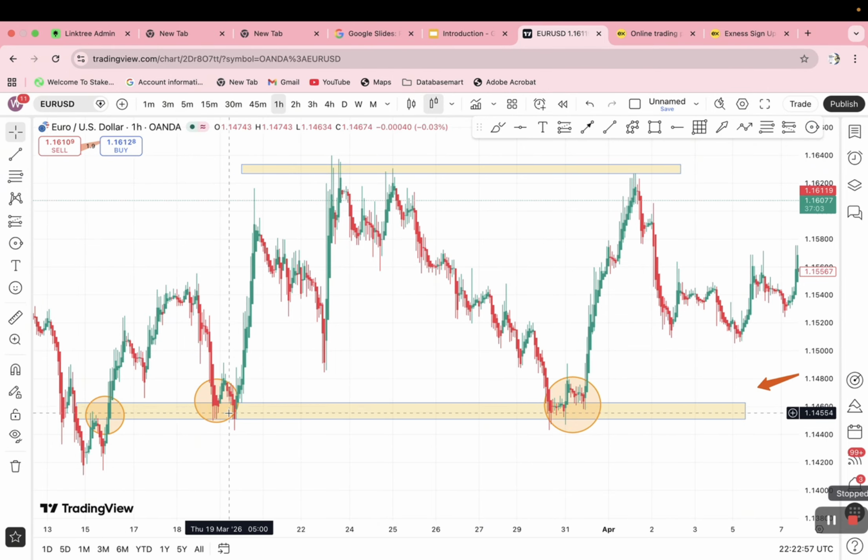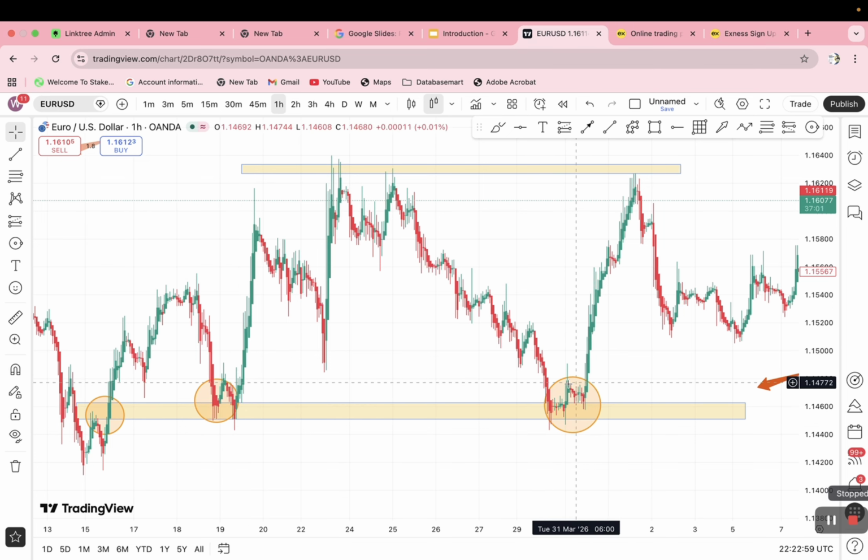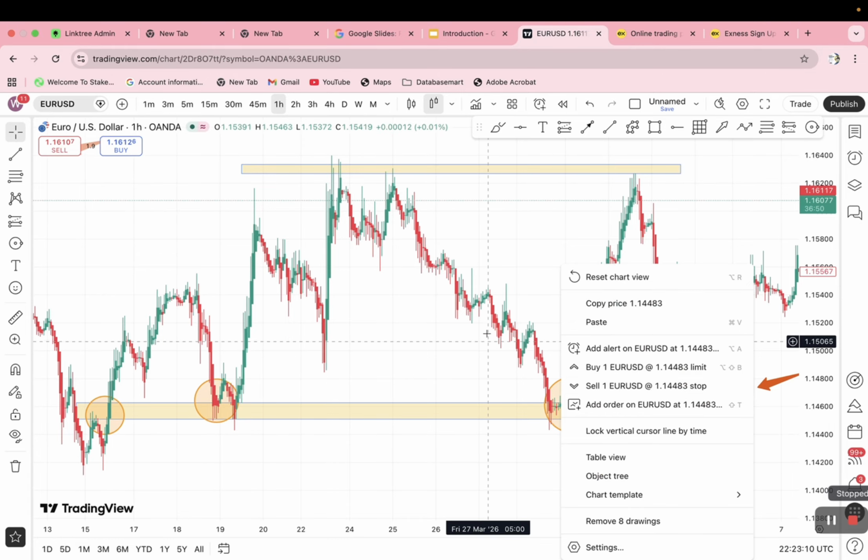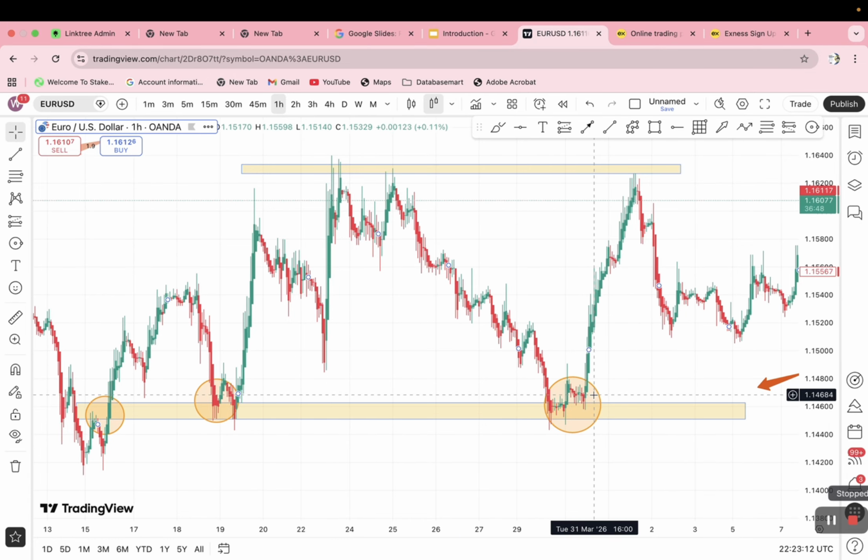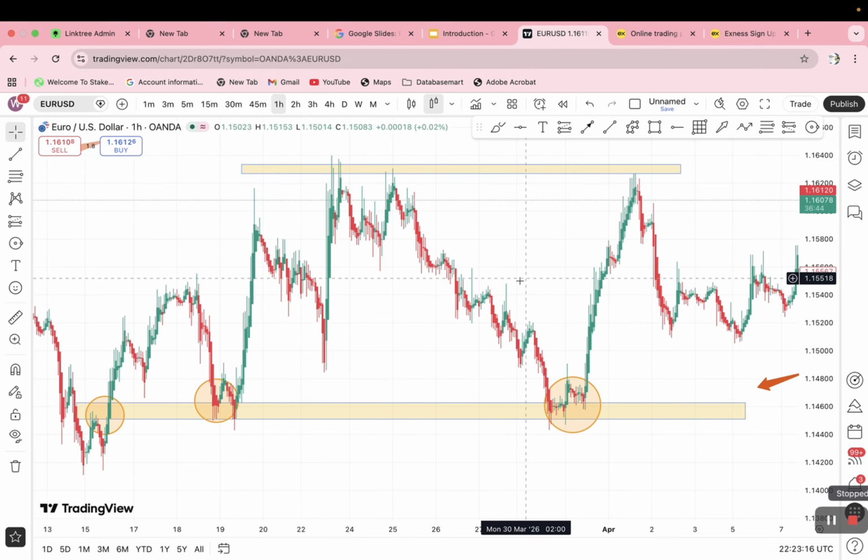Can you see 1, 2, 3? Then you wait for the market to come to this level again. Then you make your buy from this particular level. So it's that simple. That's how you are going to start making money from the Forex market.